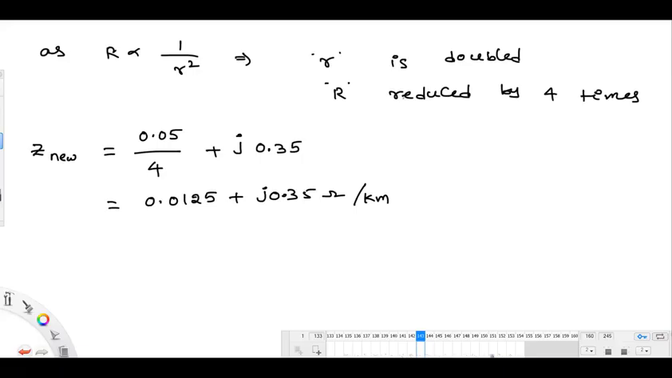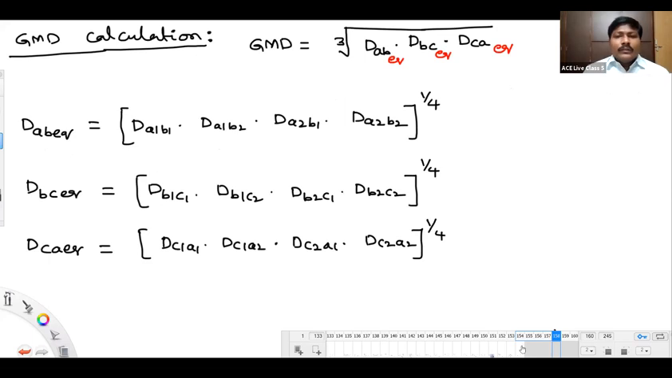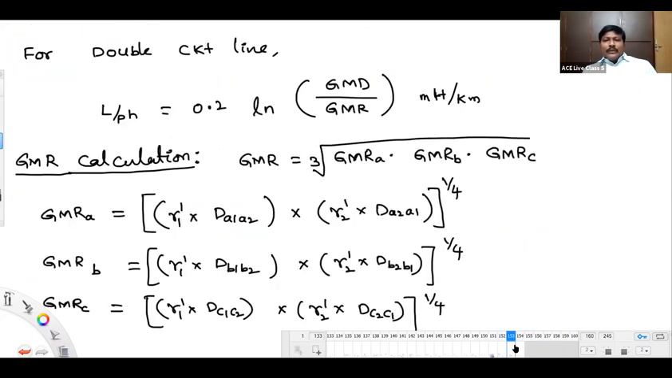See that DA1A2, DB1B2 will not come. For the GMR of the double circuit, we already discussed it. DA1A2 and B1B2 are already taken in the GMR. Moreover, those values are self distances, which won't come in the mutual calculations.